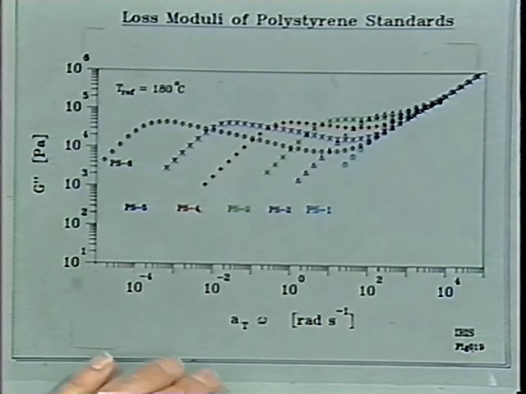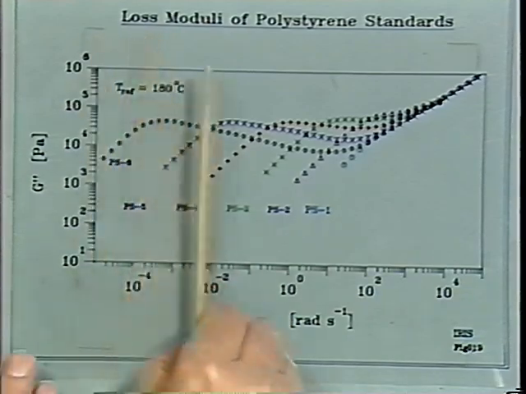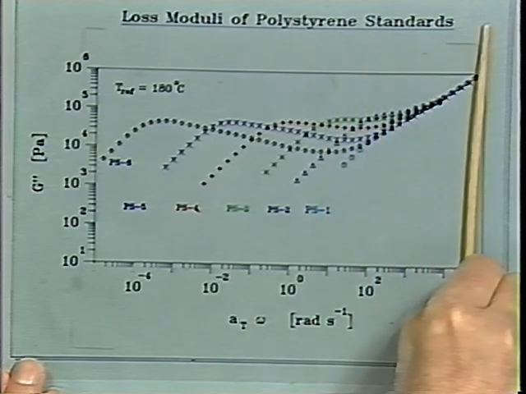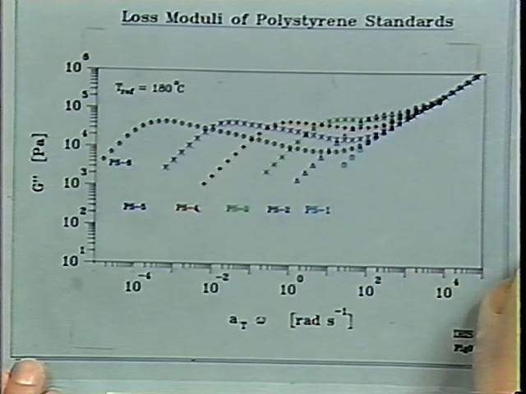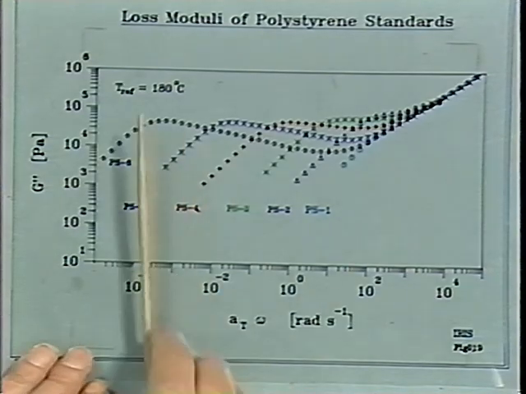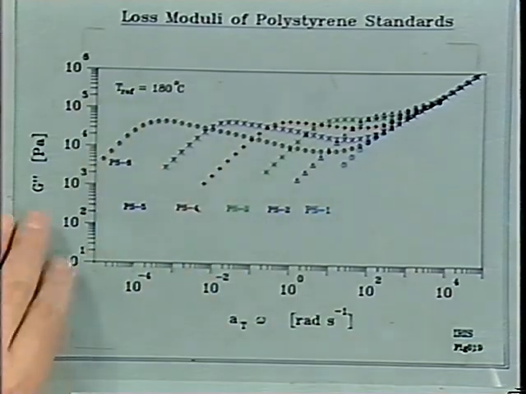Before I introduce some notation, this would be region 1, the flow regime. This would be the entanglement region, region 2. Then region 3 would be the transition to the glass, and region 4 would be the glass behavior itself. And we are mostly interested in region 1 and region 2, the flow regime and the entanglement regime. That's the type of region we would like to model.